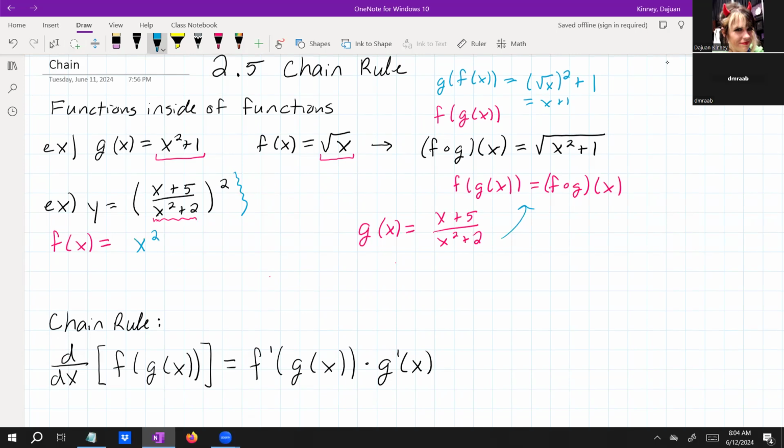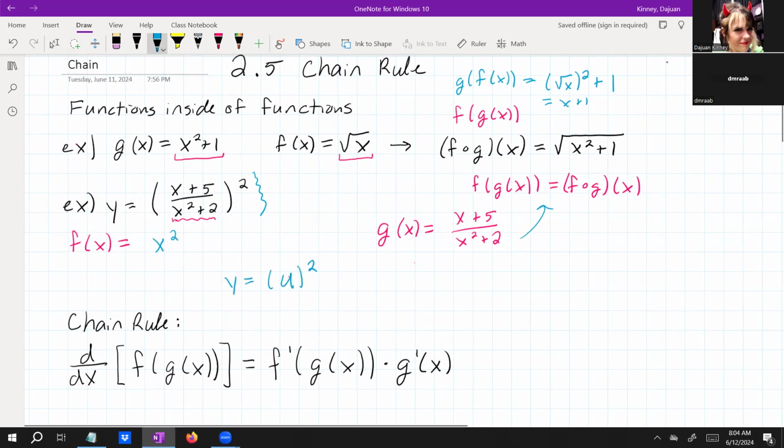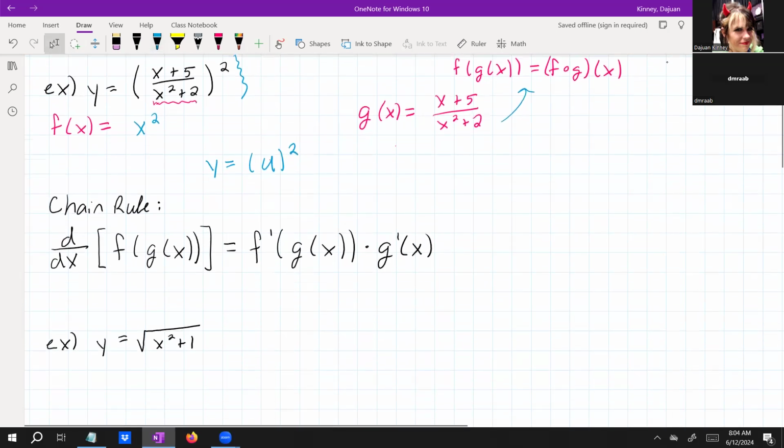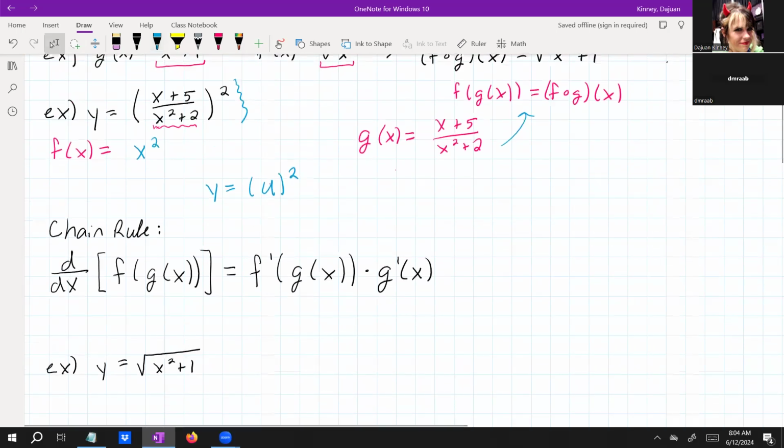And a lot of times we're going to use u. So we could turn this into y equals u squared. It's less messy looking. You don't mix up your x's and your y's. And we can do our derivatives a little bit easier.